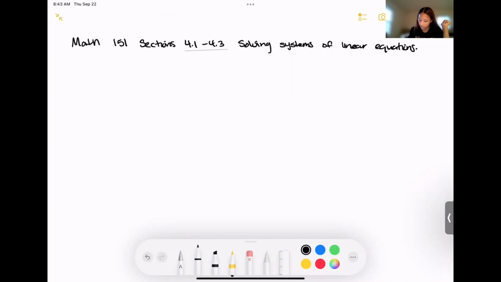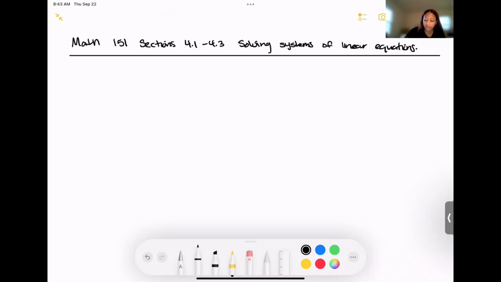This is sections 4.1 to 4.3, solving systems of linear equations. I always like to start off this section with a nice visual example. So what is a system of linear equations? A system of linear equations is two or more linear equations that we want to solve all at once, or satisfy at once, I should say.